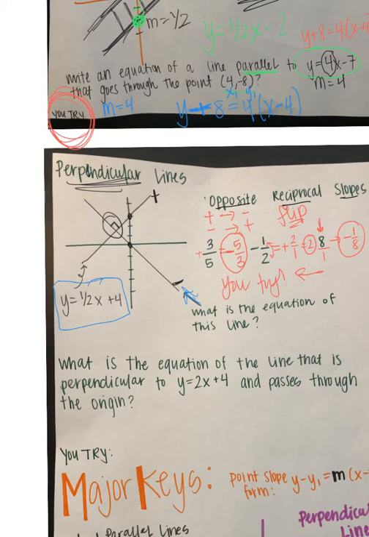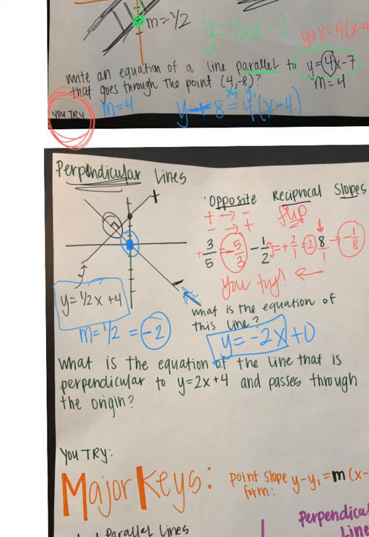So the first thing I need to identify is what is the m. So the m is currently 1/2. In order to find the perpendicular, because I know it's perpendicular, I have to find the opposite reciprocal. So 1/2, the opposite is going to be negative. When I flip it, it becomes 2. So I know the slope is -2. So when I look at the equation, we're going to say y = -2x. And then what is the y-intercept here? It's actually crossing at the origin at 0. So we can say plus 0, or you can just say y = -2x.